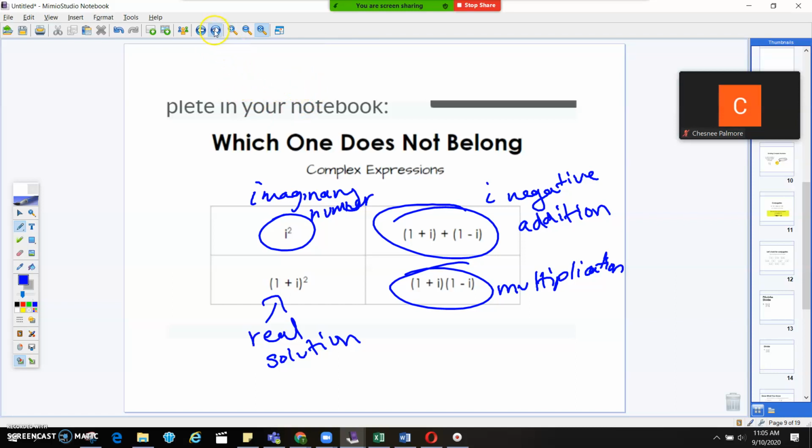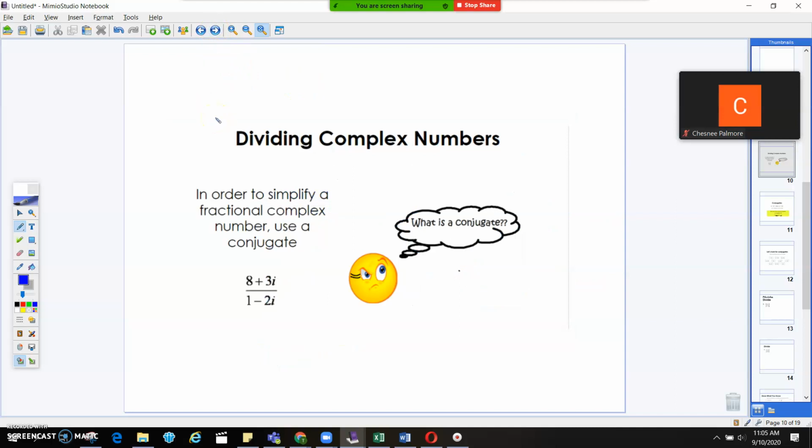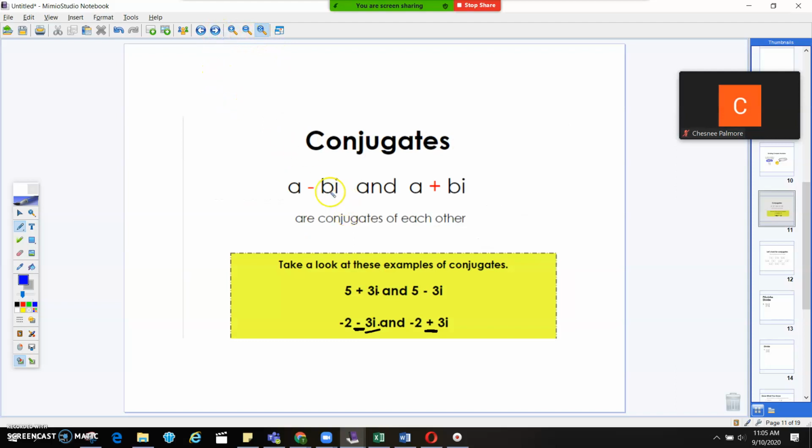Okay, so today we're going to talk about dividing complex numbers. So we've been talking about multiplying, adding, subtracting, and now we're going to actually do dividing. So one thing that we're going to use is called a conjugate. Okay, so a conjugate is, if this was your original expression, this is your conjugate of that expression. Okay, so I want you to take a moment. What's the difference between these two? This is your original, this is your OG, and then this is your conjugate.